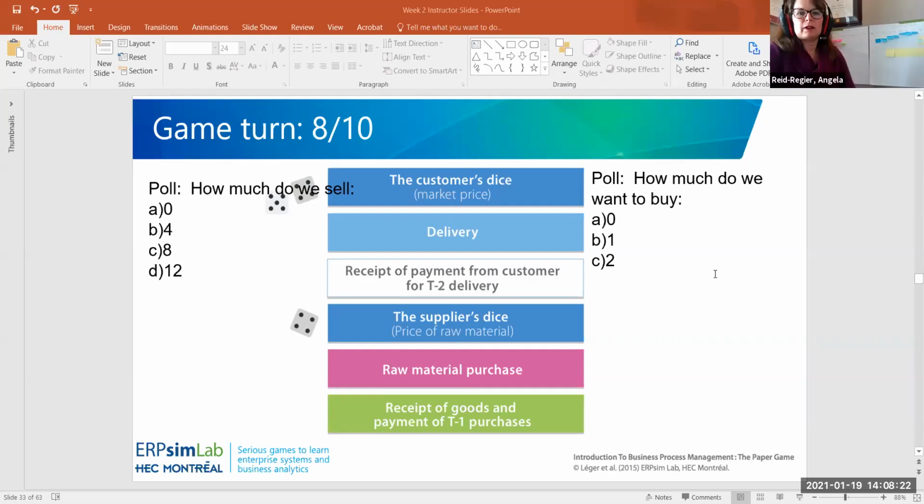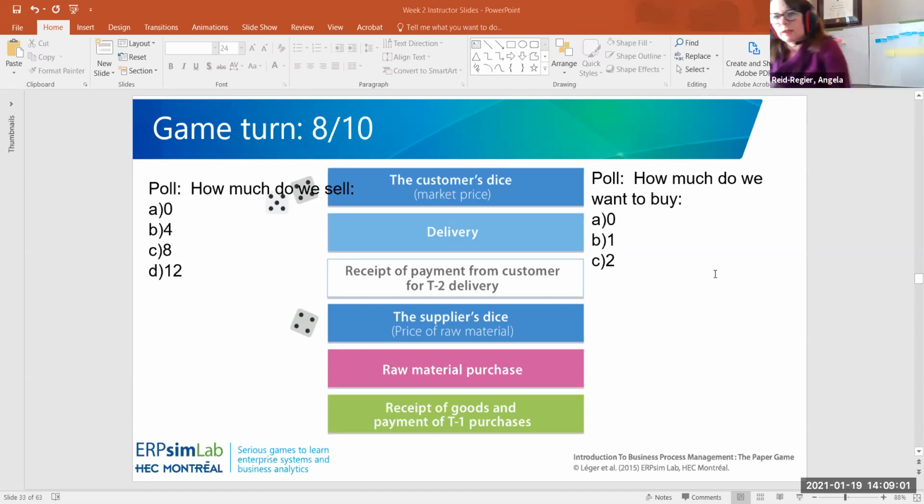So now let's go into round 8. So again, start the way we always have. 4. So that's what our customers are willing to pay, $4. So we need to decide how much we're going to sell. So 4 isn't a lot. So maybe we're only going to sell 8 this time. So there's our sales order from our customer. We're in round 8. So we are selling 8 and we can deliver them right away.